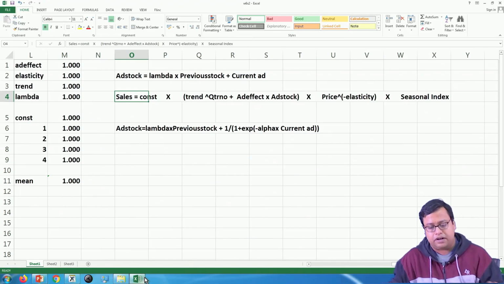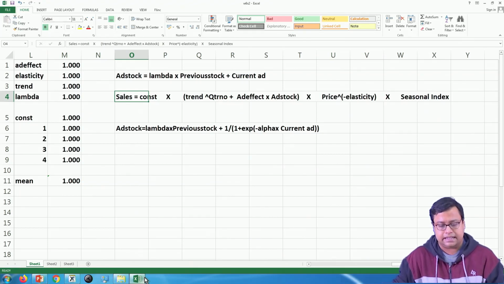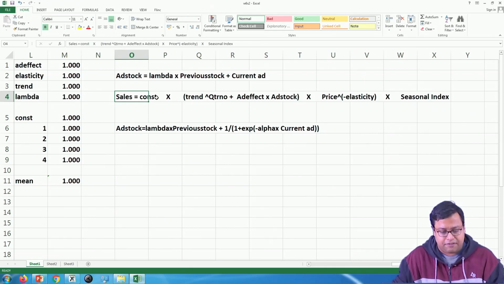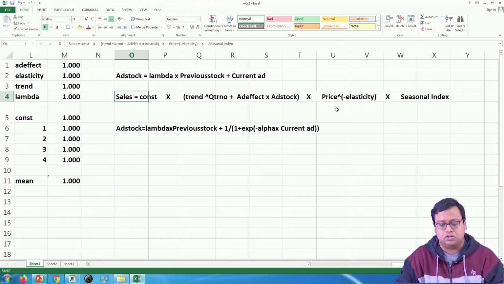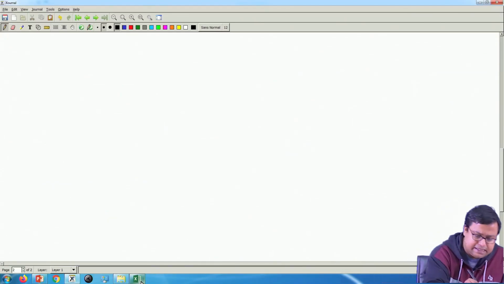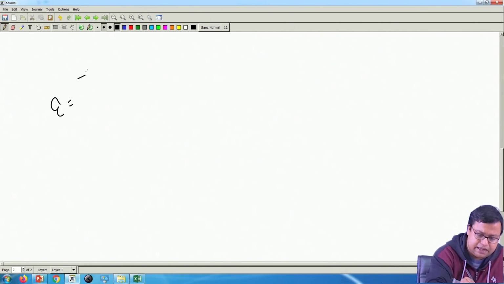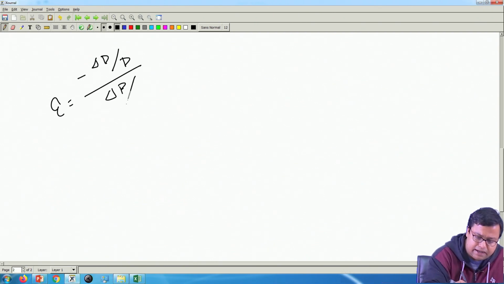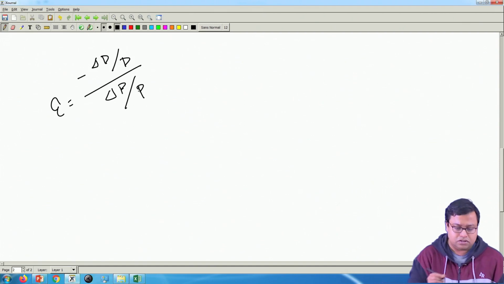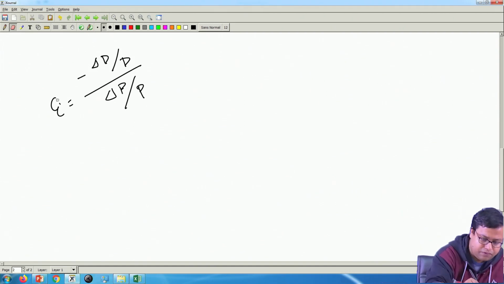The first component of the sales is, let us say, the price elasticity. I am keeping everything else constant. So, if everything else remains constant in this equation, sales is equal to price to the power minus elasticity. Why is that coming up? What is elasticity? Elasticity is basically delta d by d, where d is the demand, divided by delta p by p. That is the formula of elasticity, if you remember that.